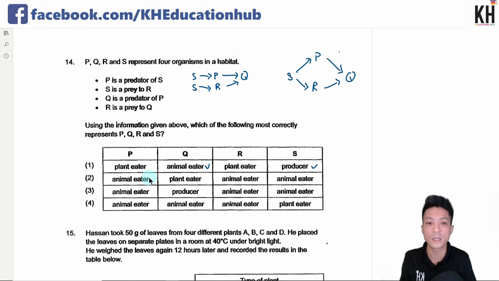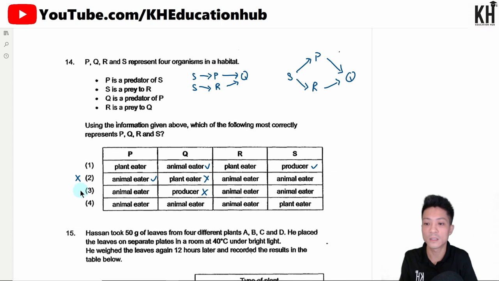Okay, P is an animal eater. Okay, Q is a plant eater, definitely not. So option two is out. Q is a producer. Okay, also definitely not. Option three is also out.